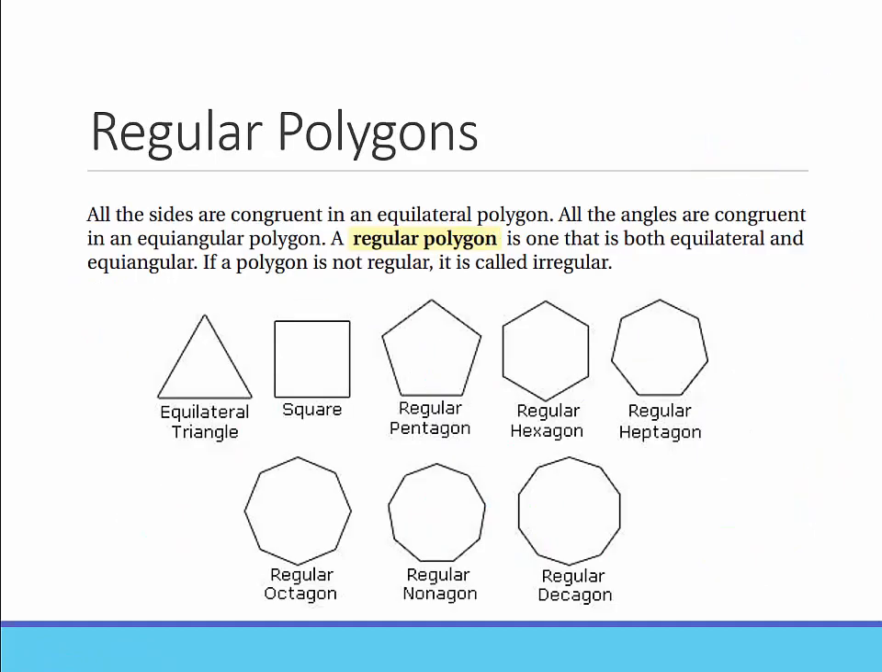So a regular polygon is what we're used to. If I told you to draw a pentagon, chances are it would look something like this. A hexagon, chances are it would look something like that. So a regular polygon is when all the sides are congruent and all the angles are congruent. So this says all sides are congruent in an equilateral polygon. That word equilateral we use with triangles. All the angles are congruent in an equiangular polygon. And a regular polygon has both. It's equilateral and equiangular.